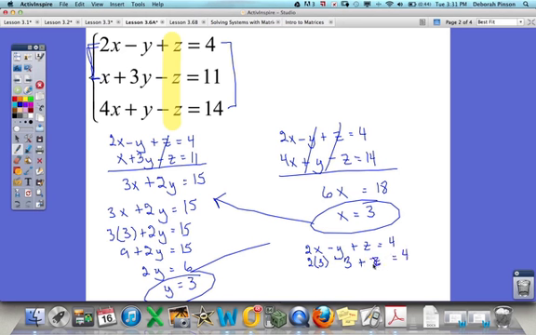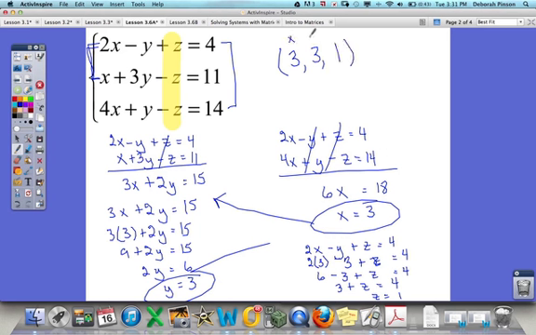That's a really bad z. So I have 6 minus 3 plus z equals 4, or 3 plus z equals 4. I'll subtract my 3, z equals 1. Okay, so here are my answers. I'm going to write it as an xyz point. So 3 is the x, 3 is the y, 1 is the z.